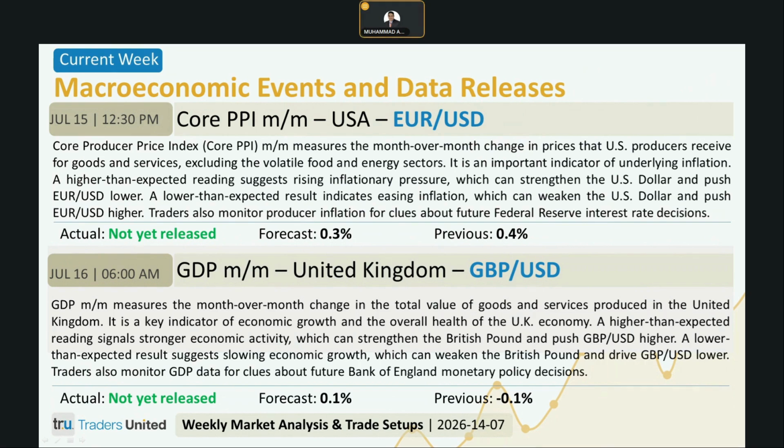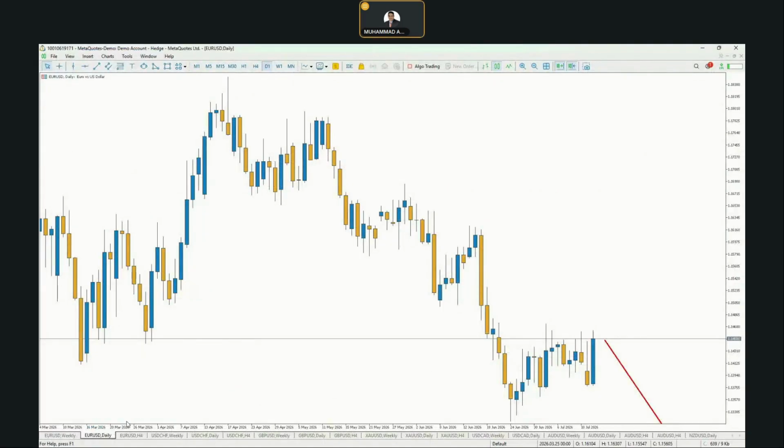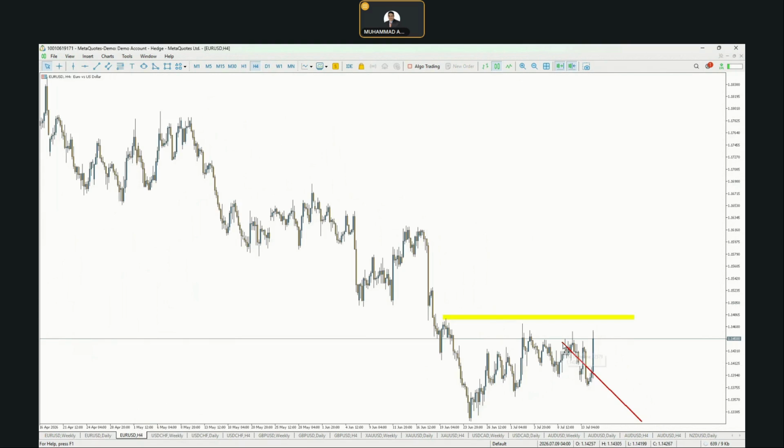Now, why Euro USD could move? Well, let's take a look at a price chart of Euro dollar currency pair. You can see Euro USD is kind of firing up over here. Okay, it kind of moved up here.